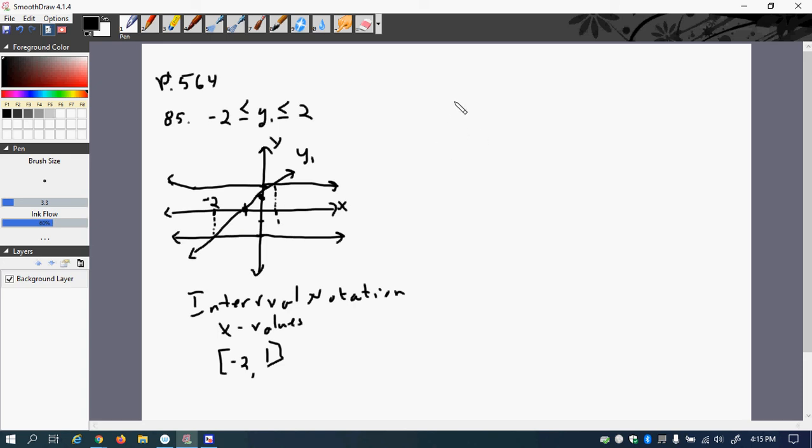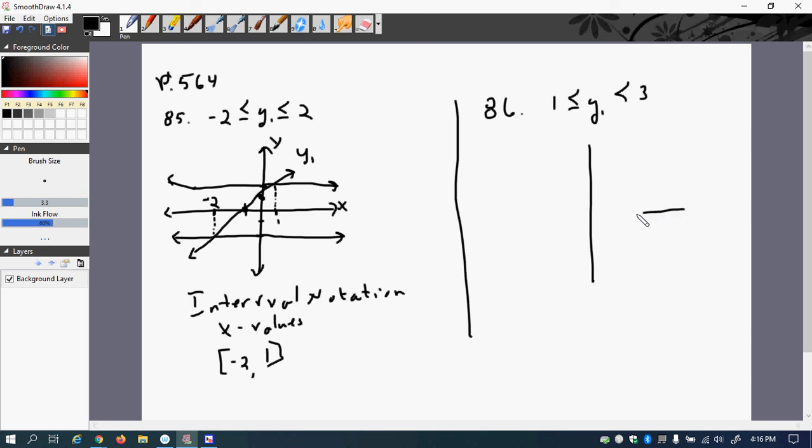So let's do another one that's kind of like it, that way you have two in your homework assignment. Let's do number 86. Number 86 is 1 is less than y1, which is less than 3. Again I have to make a graph, and this is already in the book if you have a book. So this is the setup.